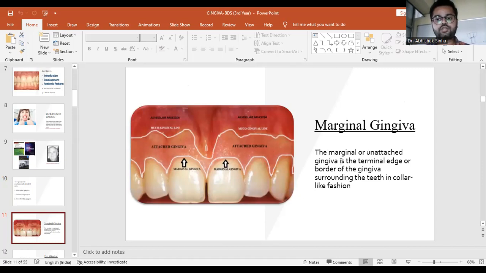Marginal gingiva or the unattached gingiva is the terminal edge or border of the gingiva surrounding the teeth in a collar-like fashion. It is basically the unattached form. What is unattached? It is not completely attached to the periosteum, the underlying bone, rather it is free. So it is the terminal edge or border of the gingiva surrounding the teeth in a collar-like fashion. You can understand it like how your shirt collars are. Likewise, the gingiva is also surrounding the tooth.